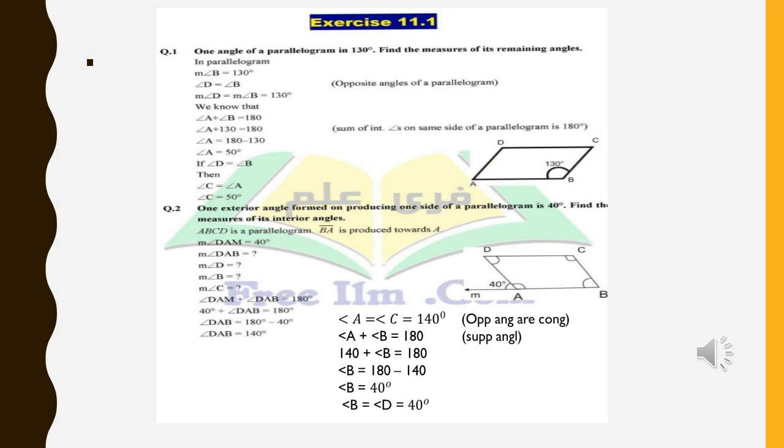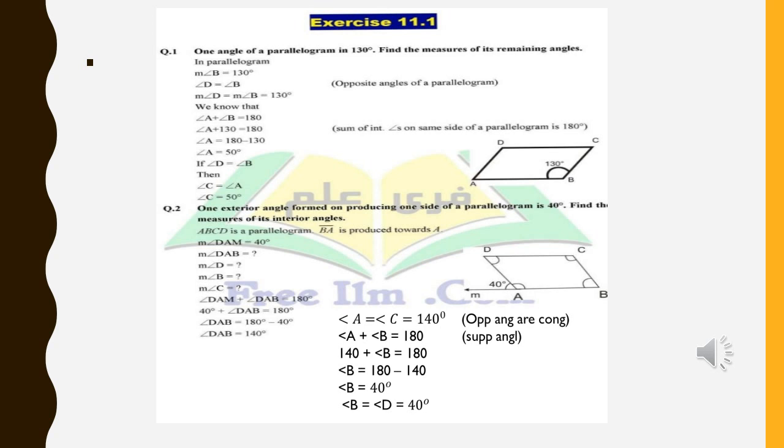Now by applying the adjacent angle property, 40 plus interior angle A of the parallelogram will be equal to 180. Now shift 40 from the left-hand side to the right-hand side. 180 minus 40, and your answer will be 140. So the interior angle of the parallelogram, angle A, is equal to 140. Okay, now you know, students, angle C is opposite to angle A. So angle A is 140, so angle C is also equal to 140. Now we have two angles of the parallelogram.